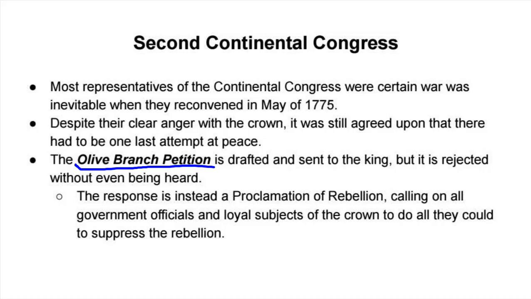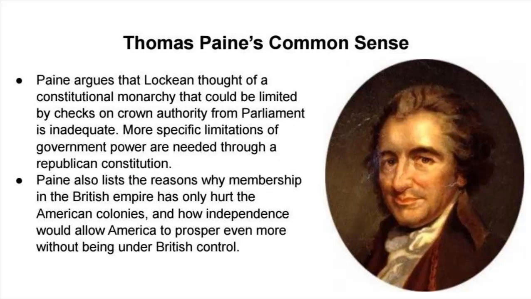He wanted to make an example of Bostonians and hopefully teach the rest of the colonies, because there's a reasonable amount of unrest in other colonies as well, that this is what happens to you. So he's sending more troops to put this down by force. Thinkers like Thomas Paine, very much in love with Enlightenment thought and natural rights of man, argue that the Lockean thoughts of a constitutional monarchy that could be limited by checks on crown authority is inadequate.